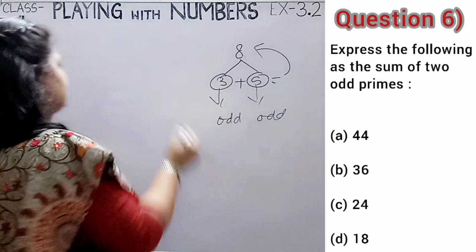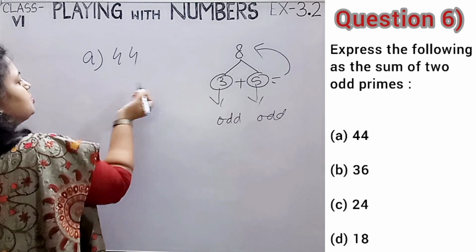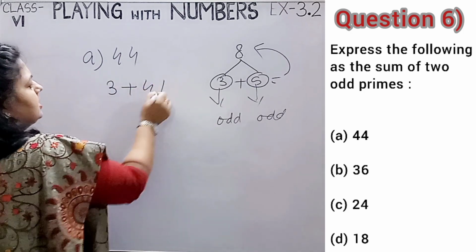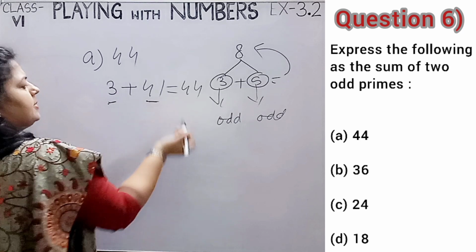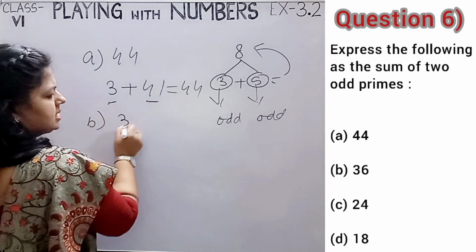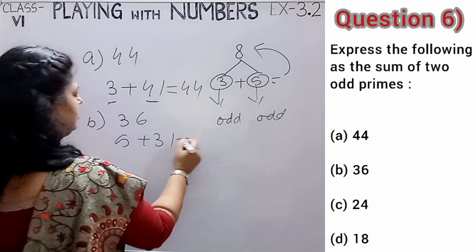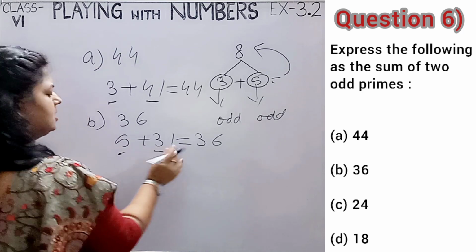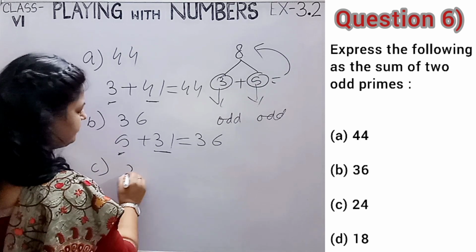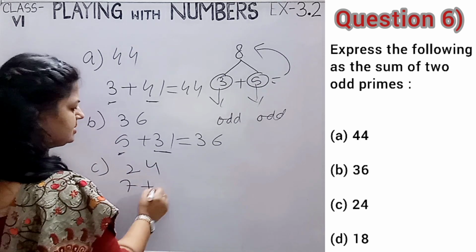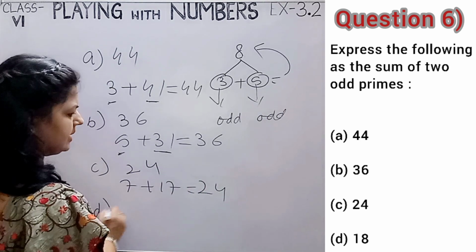Now coming to the first part. The first part is 44. Here I will break 44 as 3 plus 41. After adding I get 44 and both numbers are odd. B part, 36. Again 5 plus 31. We have to break it in such a way that both numbers are odd and the result is again the number in the question. C part, 24, and this is 7 plus 17. Again the same.